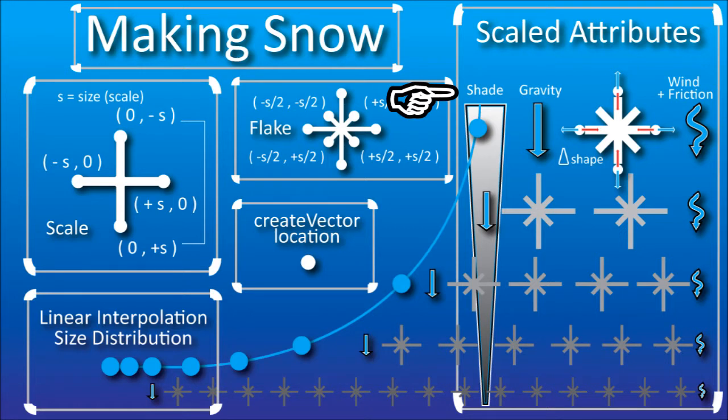So once we have the size of our snowflake and we've created its shape, we need to give it a color. We can just map the size of the snowflake to a range of colors. Snowflakes in the foreground are brighter, snowflakes in the background are dimmer. Once you have their color, we can move on to gravity.